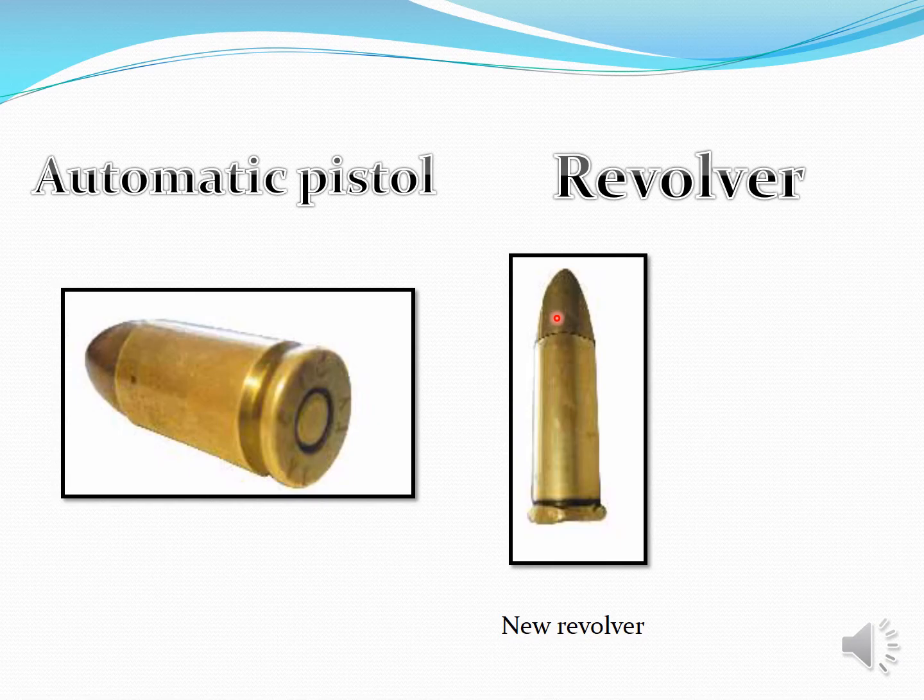Okay, how to differentiate between automatic pistol and revolver? Automatic pistol, from its name, automatic, means presence of a groove in the bottom of the cartridge. Revolvers are all non-automatic, and there will be a rim rather than a groove. Rim. Okay.